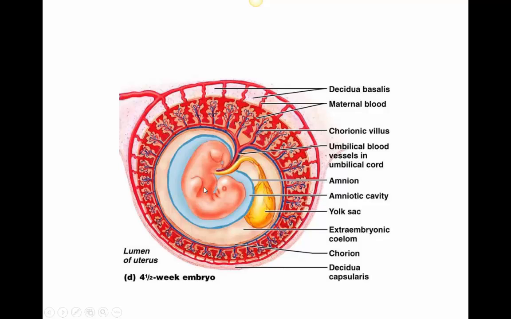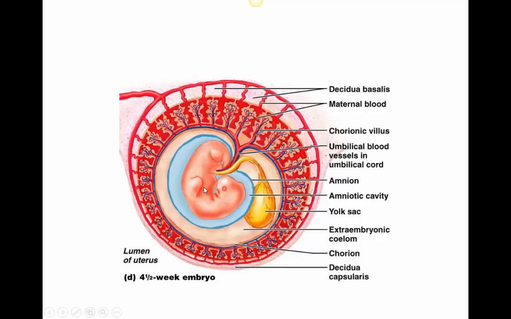where the nutrients from mother diffuse into the chorionic villus and travel through the umbilical vein to baby to supply nutrients. And wastes from the baby travel from the umbilical artery to the chorionic villus, to the villi, and then diffuse out of the capillaries of the chorionic villus and into the mother's blood to be excreted through the kidneys of the mother.